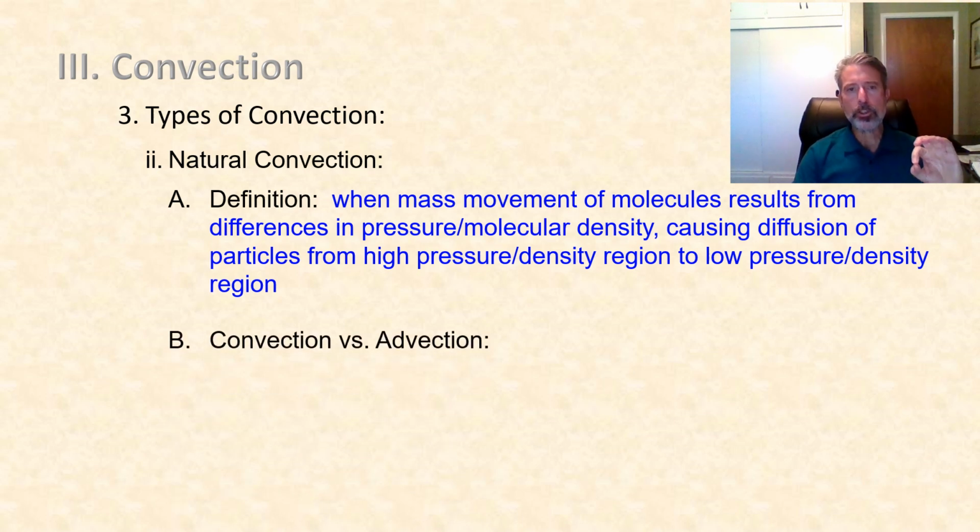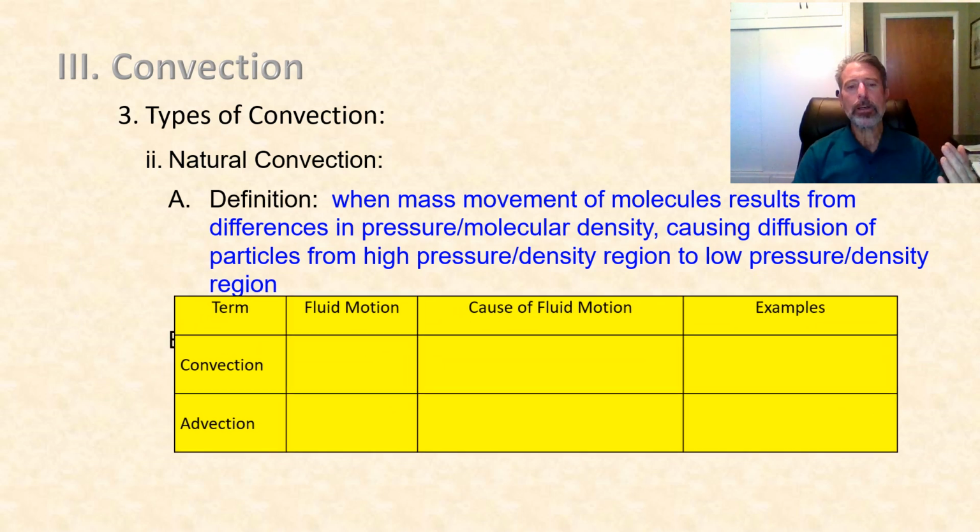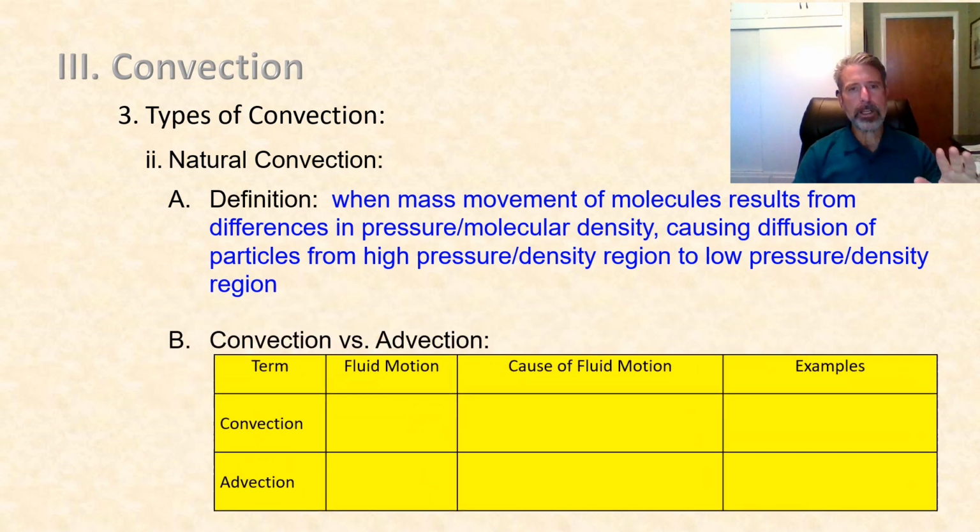I want to distinguish between two similar but slightly different forms of convection. One we call convection, the other advection, that still fit our definition of convection. They still involve a mass movement of particles from one place to another, yet to distinguish between these two concepts, when we talk about convection, we're talking about fluids, that is gases or liquids, that move in a vertical direction, as opposed to advection, where the fluids, the gases or liquids, are moving in a horizontal direction.